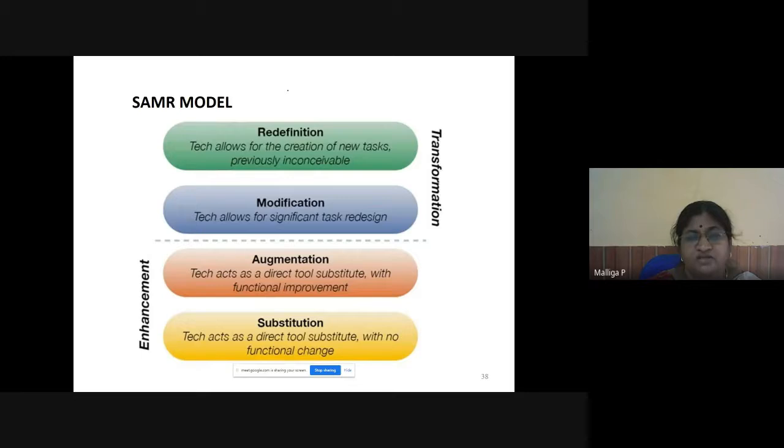Okay, so modification and redefinition go to the transformation stage. You modify the task and you redefine it. So this is called the SAMR model. Whenever we are using it, not only do we have to use the traditional things, we have to use whatever is available. With those resources, we have to redefine our task, which will make the students really participate and encourage active learning, right? So this is called the SAMR model.